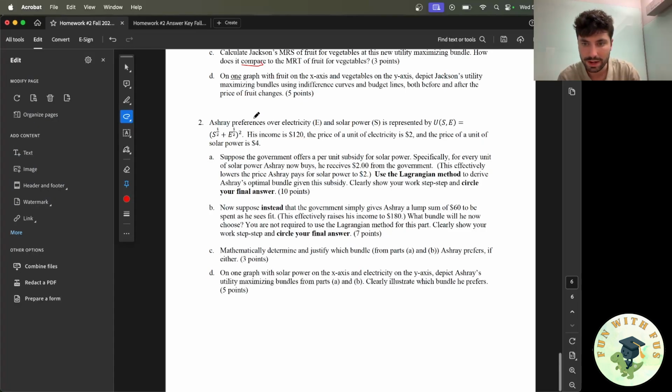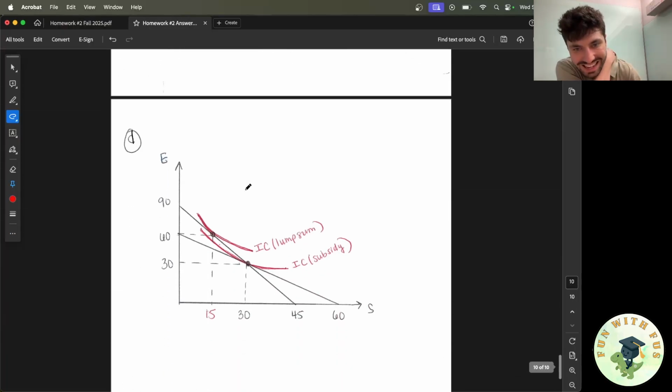And one last problem on the graph: clearly illustrate the bundles. It's another graphing problem, and it's a little tough to draw. The MRT was steeper on the lump sum, which makes sense because we don't get that subsidy that made the price cheaper. The price getting cheaper changes our MRT. The lump sum does expand out.